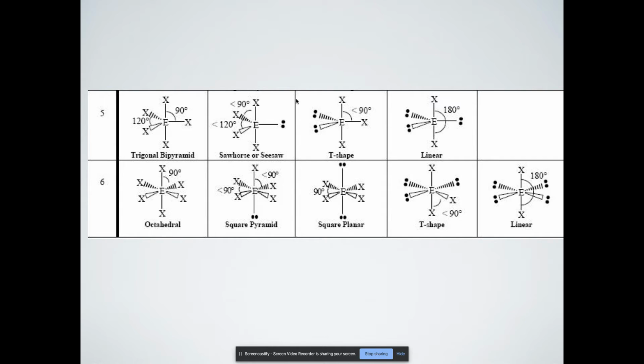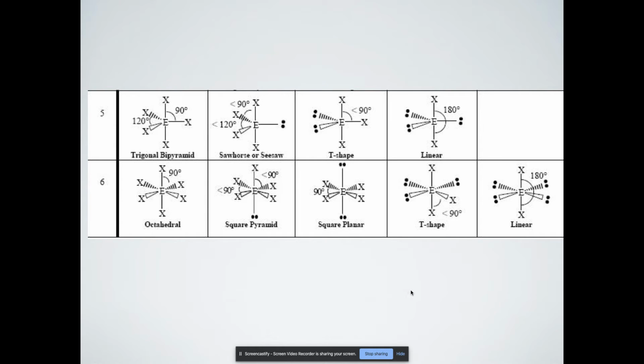Now for geometries, these are our geometries. So these are our expanded geometries. Now, because they're expanded geometries, they all have very weird names. We have trigonal bipyramidal. Okay, that one sounds kind of like the other ones. Then you have sawhorse or seesaw. That one sounds totally weird. T-shaped, octahedral, square pyramid, and you can keep going.